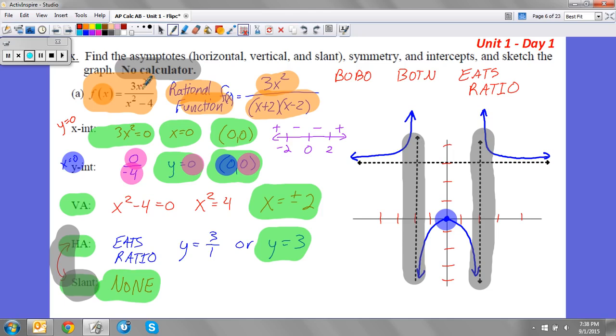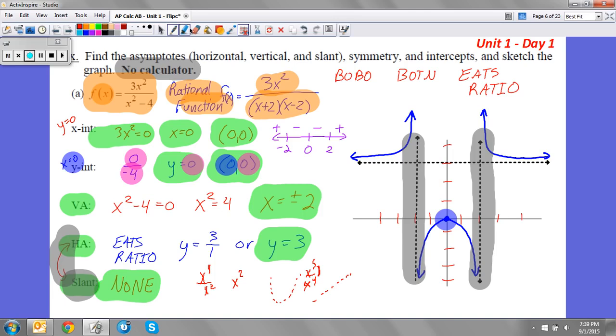But if the top was x to the 4th and the bottom was x squared, then you would have a difference of just 2 degrees. So your asymptote would be a form of some kind of quadratic, instead of this horizontal line here, or a slant line. A slant line would come from something like x to the 5th over x to the 4th. Whatever they are, they're just one number apart.